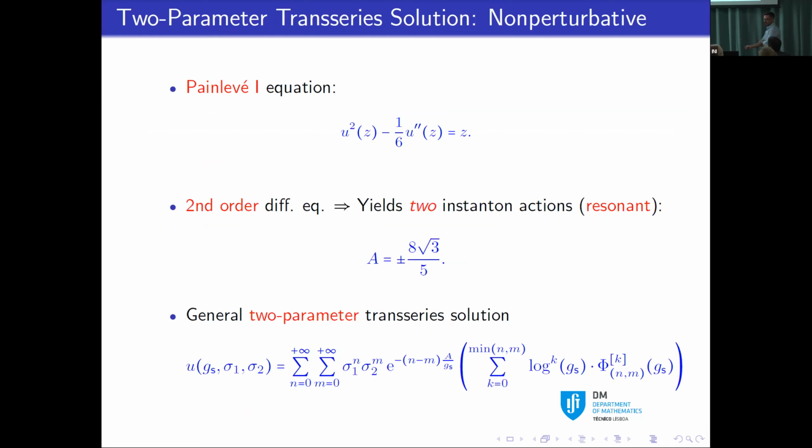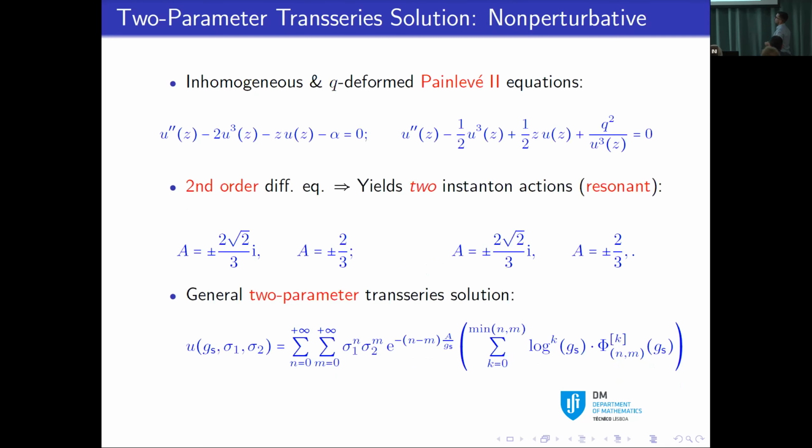So the Painlevé I equation is a second order differential equation, and that's why we say that we have two instanton actions. And therefore, we normally use what we call a two-parameter transseries solution, and I will explain all the terms in here later. But if one studies the case of Painlevé II, it doesn't matter if it's the inhomogeneous or the Q-deformed, you can see that now we have 4 actions for each equation. And this is very simple. There are 2 actions associated to the single cover and now two actions associated to the double cover. And of course, double cover and fourth cover on the side of the Q-deformed.